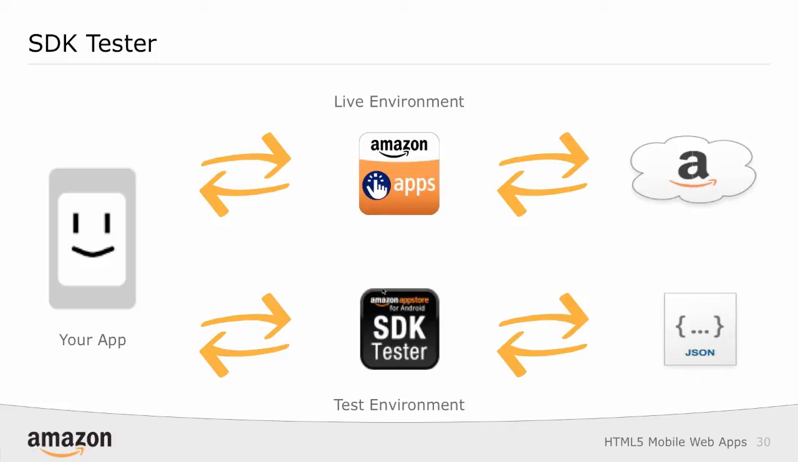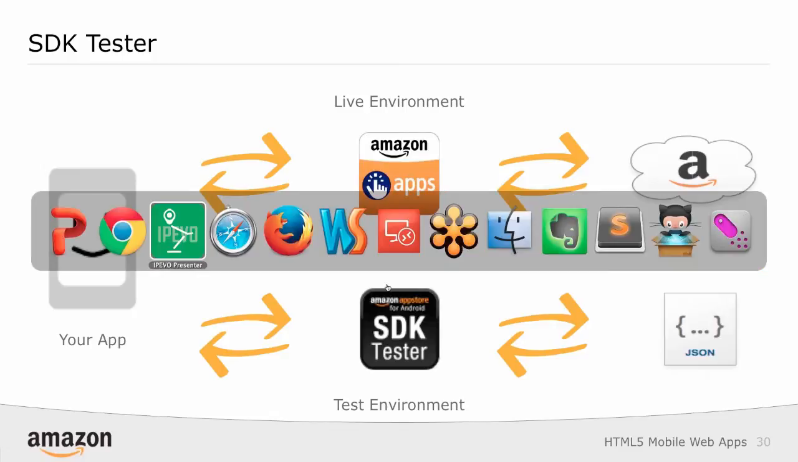In a live environment, if this is published in the actual Appstore, the Amazon Appstore client, which in the case of web apps is an actual JavaScript file, is going to do all of the work for us. When we run things locally in our test environment, we're going to use something called the SDK Tester. The SDK Tester is not available in the Amazon Appstore. You actually get it as part of the Amazon Appstore SDK you would download. So let me show you where to get that.